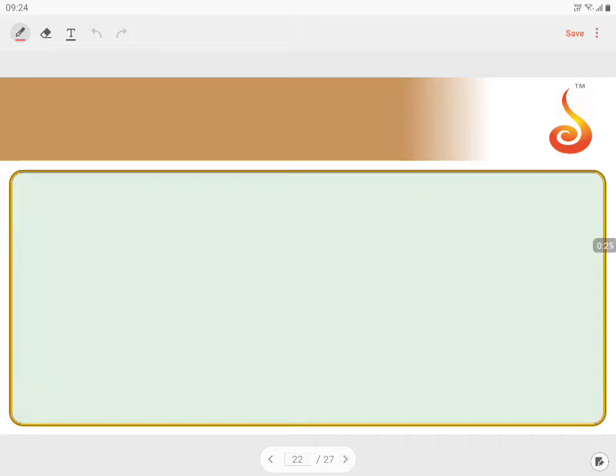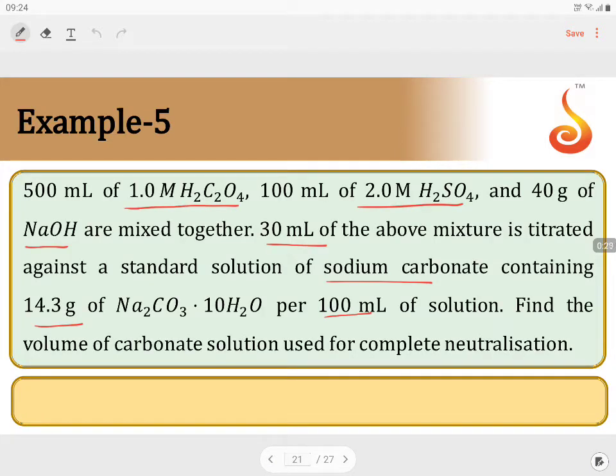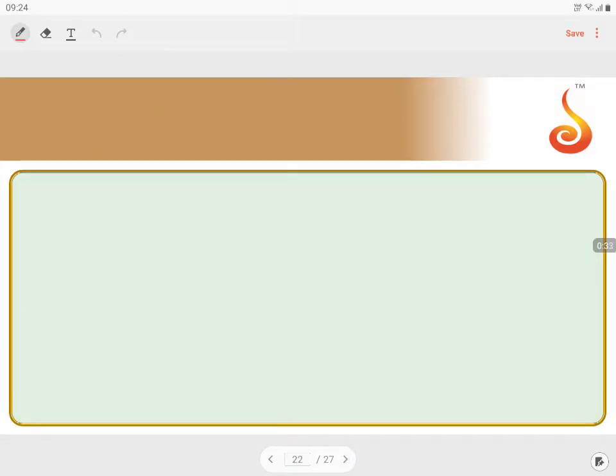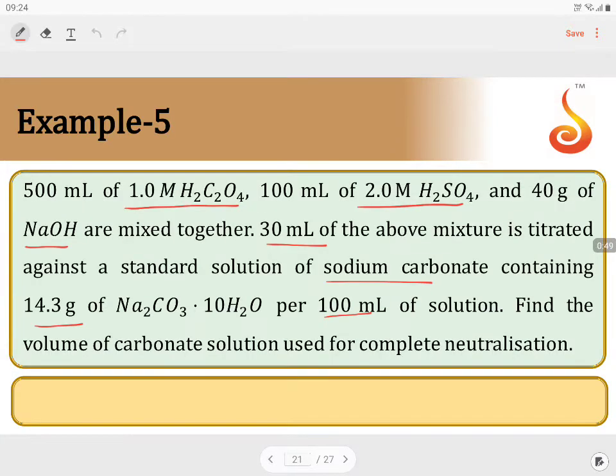Check it out. First we'll write the data about each one: H2C2O4, H2SO4 and NaOH. We have in the solution H2C2O4, then we have H2SO4, then we have NaOH. All three are in the solution. How much H2C2O4 is there? 500 ml, 1 molar.